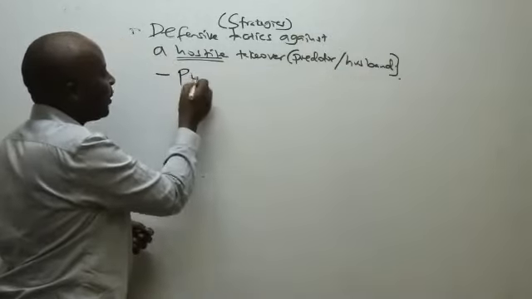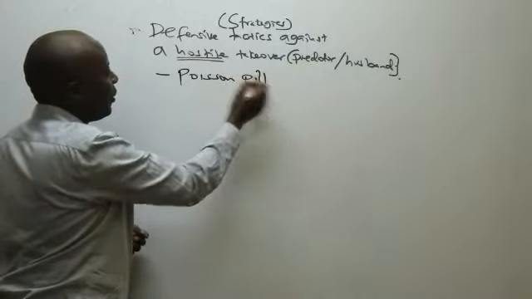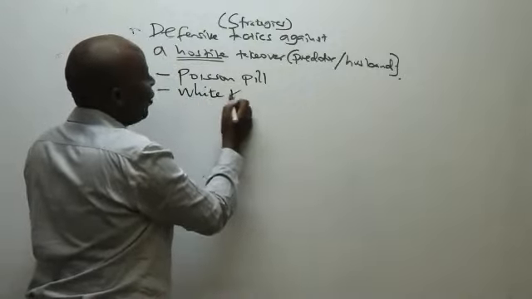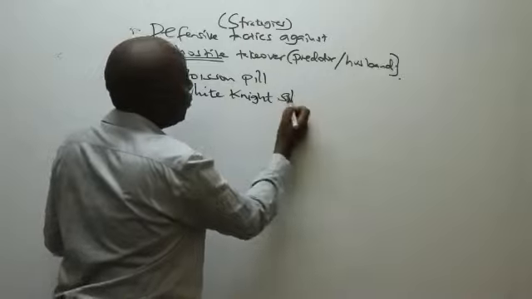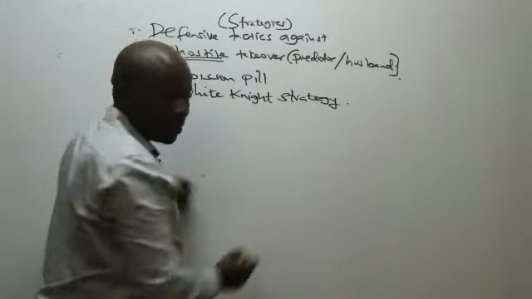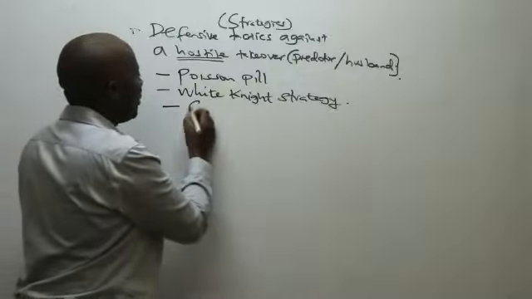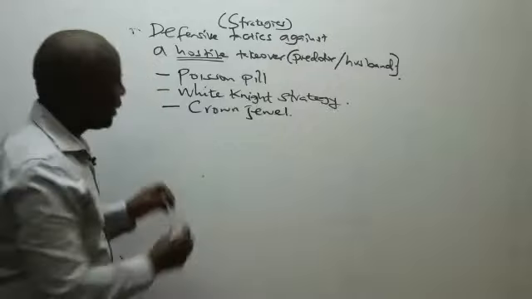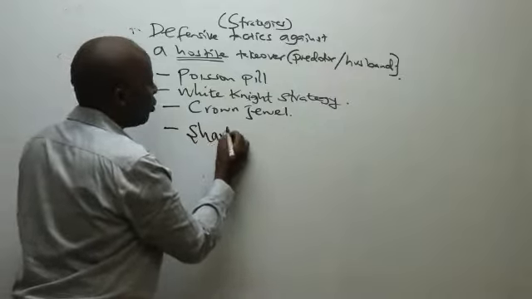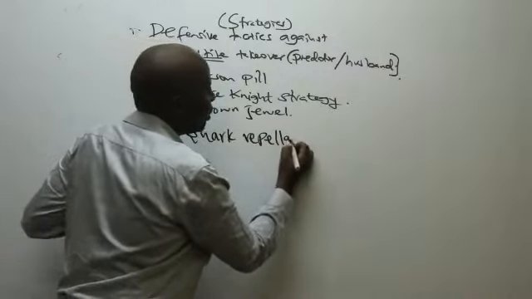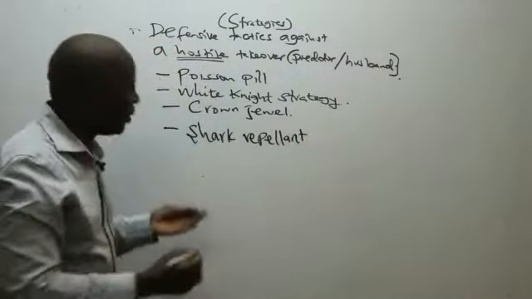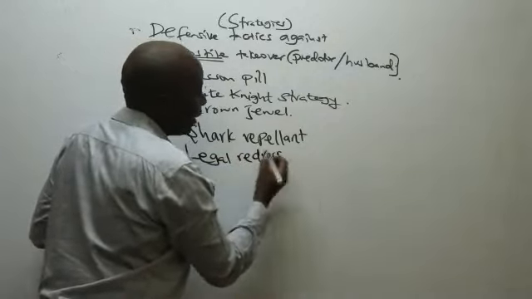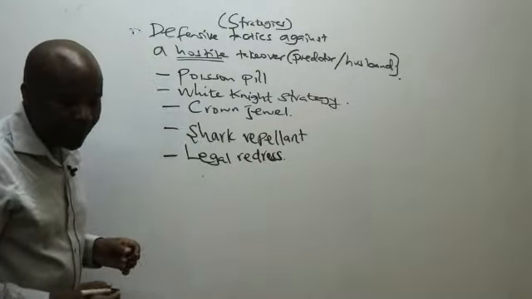I'll list all of them, like I've seen Poison Pill. Thank you very much. I've seen, ladies and gentlemen, White Knight strategy. You guys are bright. White Knight strategy. Thank you very much. I've seen the crown jewel. I've seen the shark repellent. I only want six of them. The shark repellent. Legal redress. Are those all?